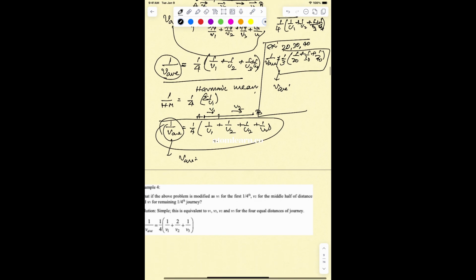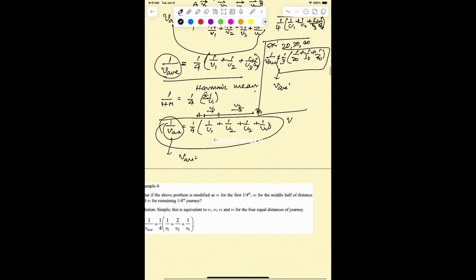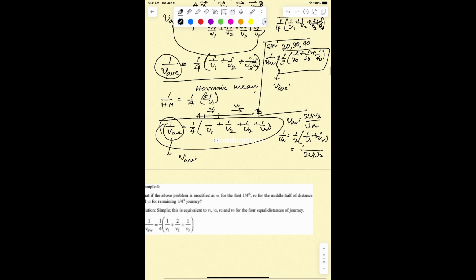Now you can also remember this. Suppose there are only 2 equal parts, then we know that v average can be taken by a formula: 2v1 v2 by v1 plus v2. Try it out. 1 by v average is half of 1 by v1 plus 1 by v2. Take the LCM, 2v1 v2 at the bottom, and at the top what you get is v1 plus v2, which is 1 by v average. Therefore v average happens to be the reciprocal: 2v1 v2 by v1 plus v2. Now this is what it is.